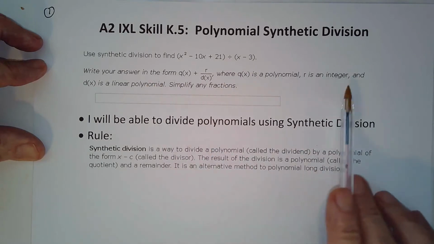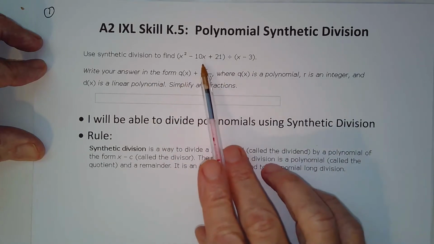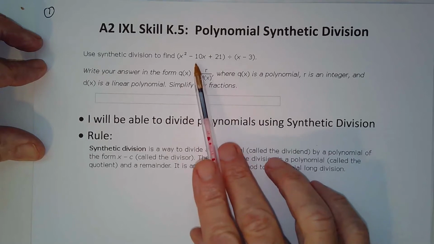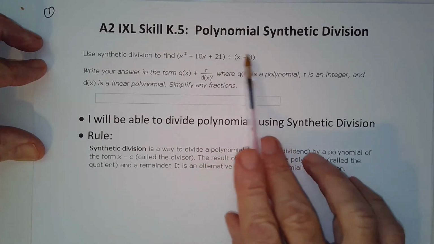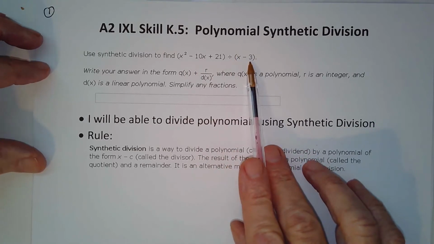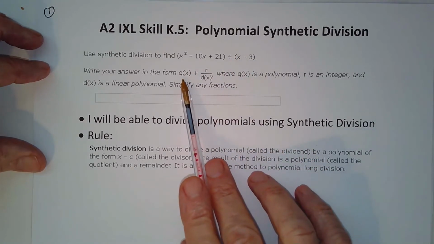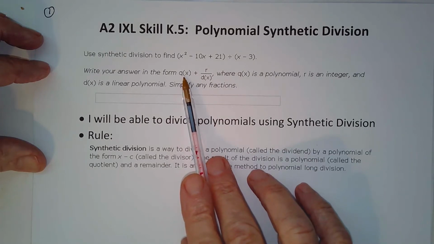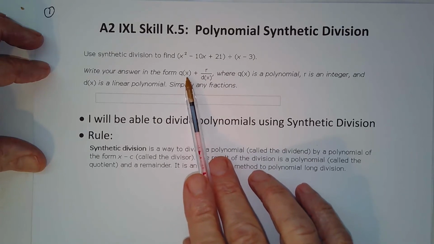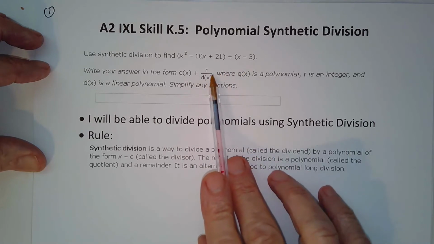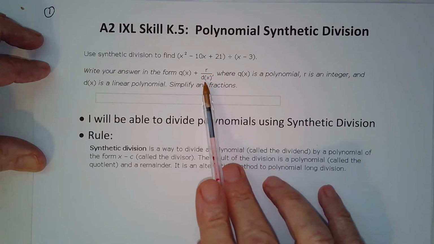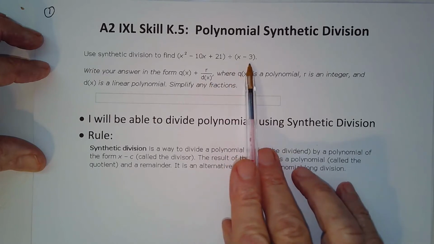And what I'm going to do is go through all the different parts of synthetic division and give names to these different things. So this polynomial has a special name, as does this one here. And we end up with an answer that is called a quotient, and it's shown as q of x, plus a remainder, and the remainder is some integer, some number, divided by the divisor, and the divisor is x minus 3.